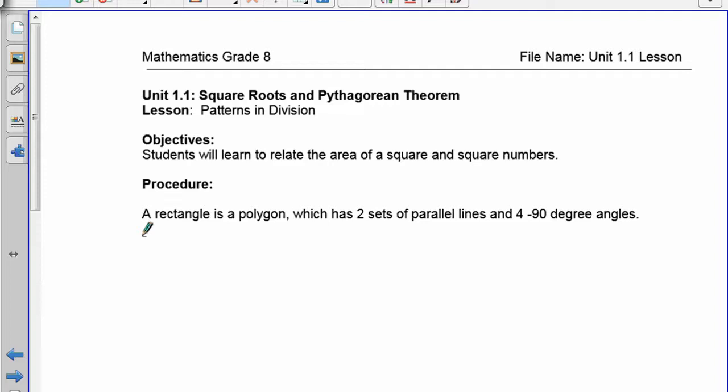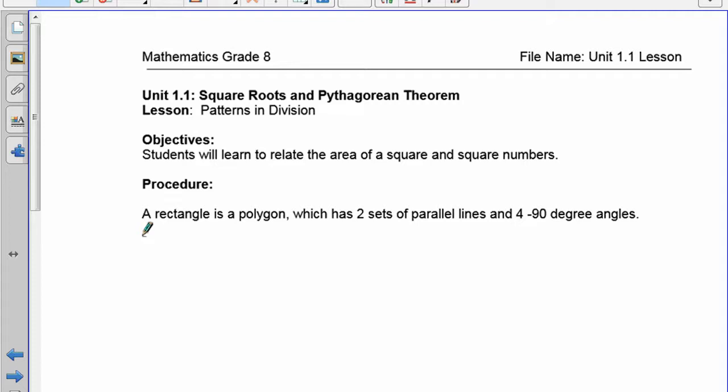Our first lesson this year is on Pythagoras' theorem. We're going to start at the basics, which is called squares and square roots. I don't know why it says patterns and division there, but you can ignore that. It's supposed to say squares and square roots. In this lesson, I want you to learn about the area of a square and what are called square numbers.